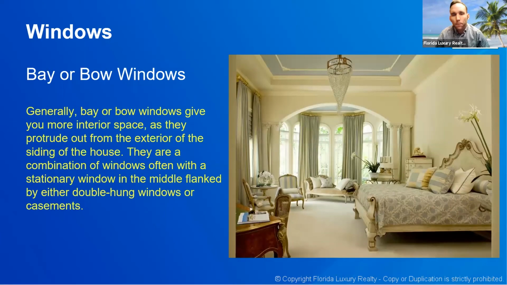Then we have bay or bow windows. So bay or bow windows are windows that give you more interior space because they actually, so I'll kind of show you guys this way. In a room, they actually like kick out, and sometimes they have seating on the inside of it, which may have storage. There's a bunch of different things that you could do with it, but it's basically just a way to kind of give you some extra sitting area in a room. And you're going to find these most commonly in bedrooms.